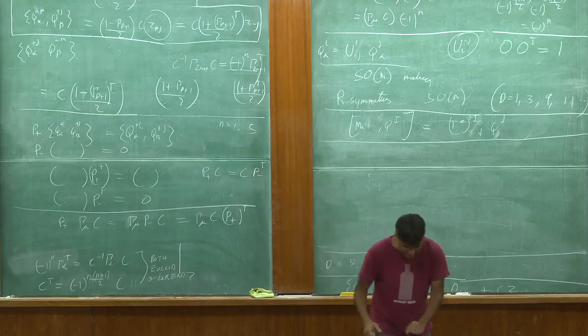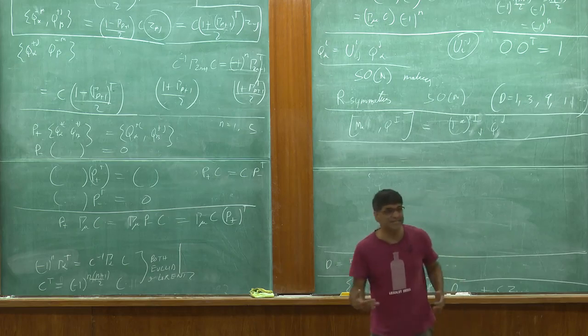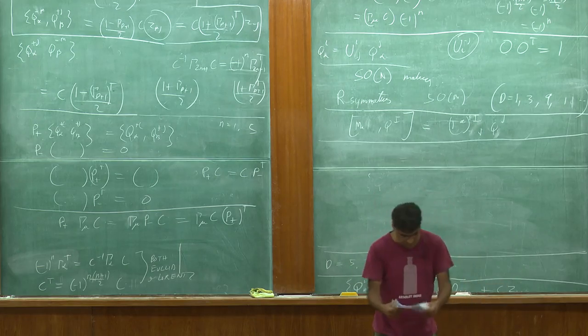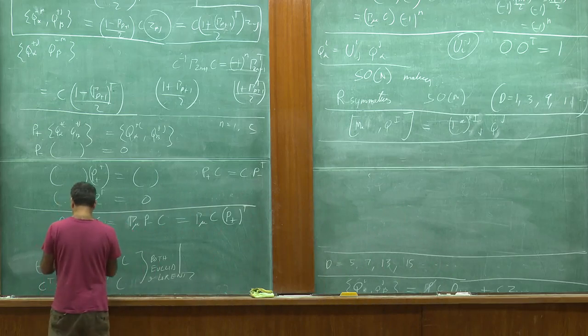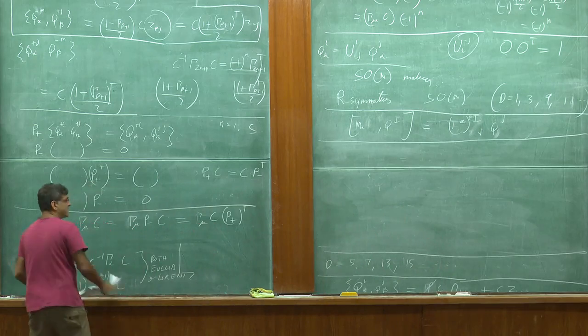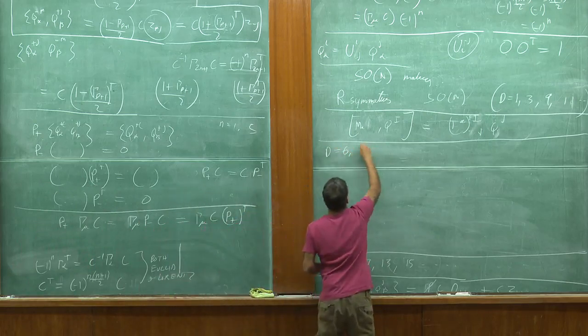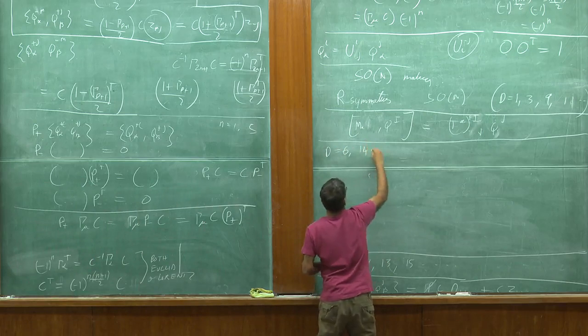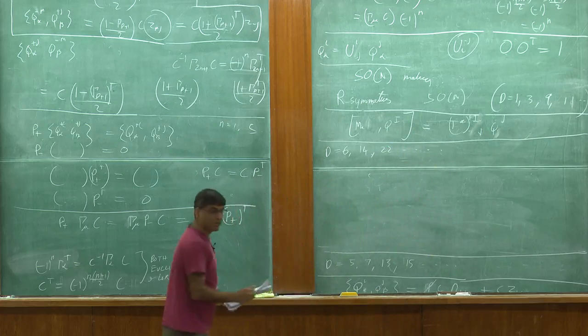Now let's look at the dimensions where spinors are still not complex, but they're pseudo-real. This was the dimension 6 and so on. So in D equals 6, 14, 22. What does the algebra look like?